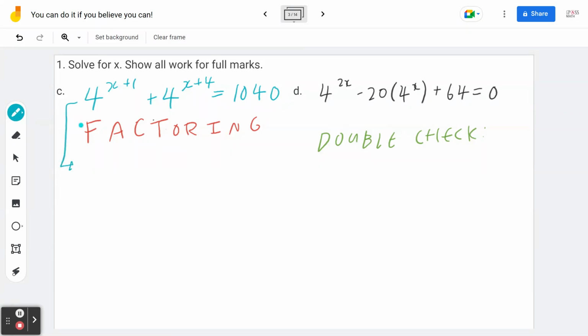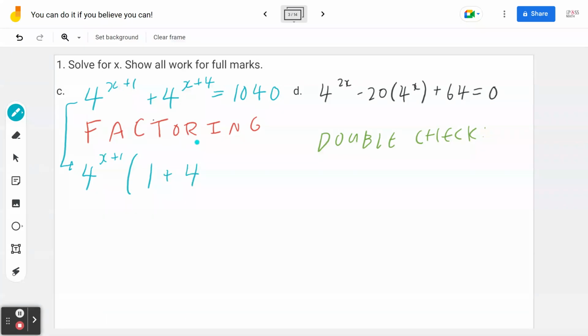Welcome back. So again, the first step is to factor. You want to factor the smaller exponent. If you compare x plus 1 with x plus 4, the smaller exponent is going to be x plus 1. What that means is you have 4 to the power of x plus 1 times, in brackets, again, what times 4 to the power of x plus 1 will give you 4 to the power of x plus 1? Well, the answer is 1.